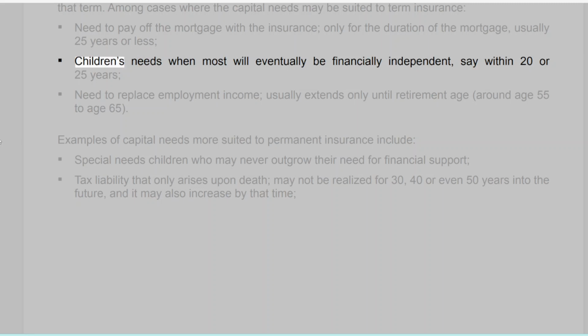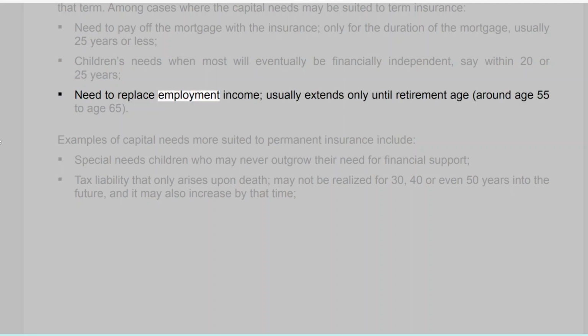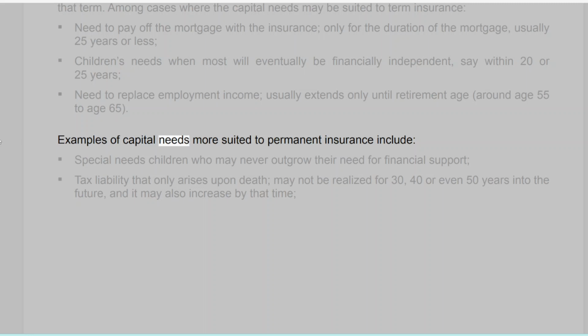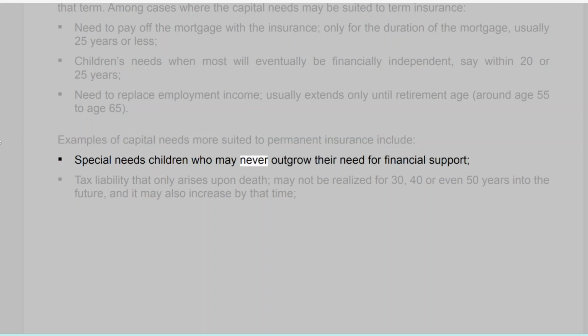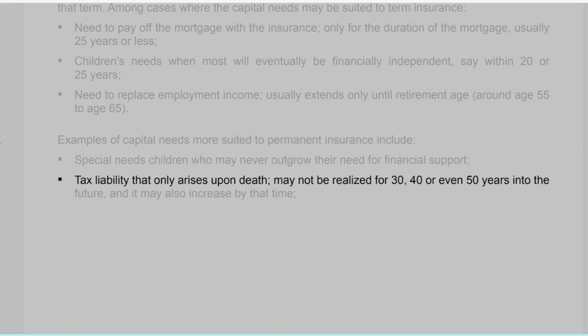Children's needs, when most will eventually be financially independent, say within 20 or 25 years. The need to replace employment income usually extends only until retirement age, around age 55 to age 65. Examples of capital needs more suited to permanent insurance include special needs children who may never outgrow their need for financial support, and a tax liability that only arises upon death, which may not be realized for 30, 40, or even 50 years into the future, and it may also increase by that time.